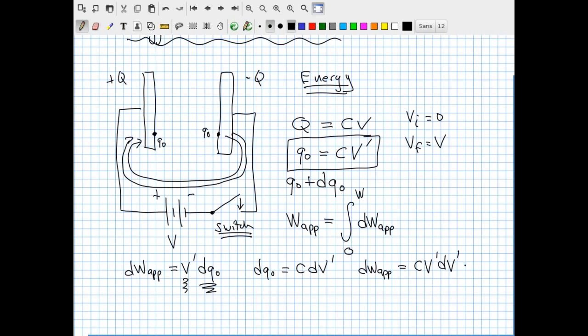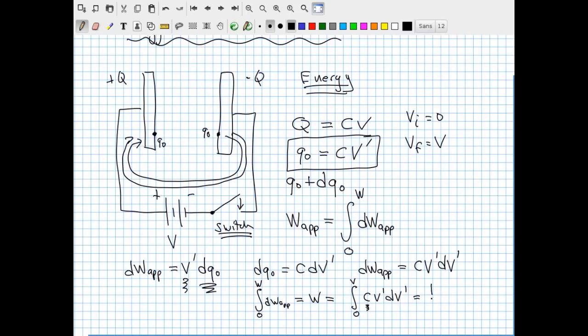And finally, what we can do is integrate this. We can integrate the little bits of work applied from 0 up to the total, and that's going to give us the total work done by the battery. That's going to be equal to the integral from 0 voltage up to the final voltage of the battery, C V prime dV prime. C is just a constant. It's a constant of the geometry of the system: area, separation of the plates, material in between the plates. And so it won't participate in the integral at all, and all we have to do is integrate V prime dV prime. So this is just the integral of x dx, which is not a bad integral to have to do.